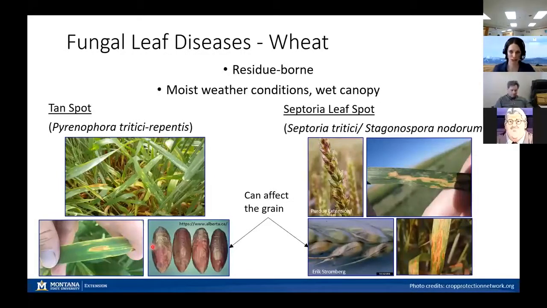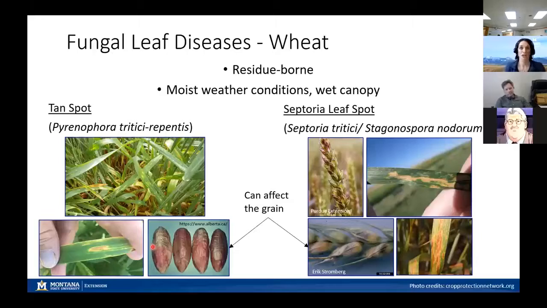All right, let's talk about some foliar diseases. All of these foliar diseases, which is by no means an exhaustive list, have a couple of things in common. For one, all of these foliar diseases that I'm talking about today, the pathogens are residue-borne, which means they survive on infected stubble and plant material that remains in the field from the previous crop.